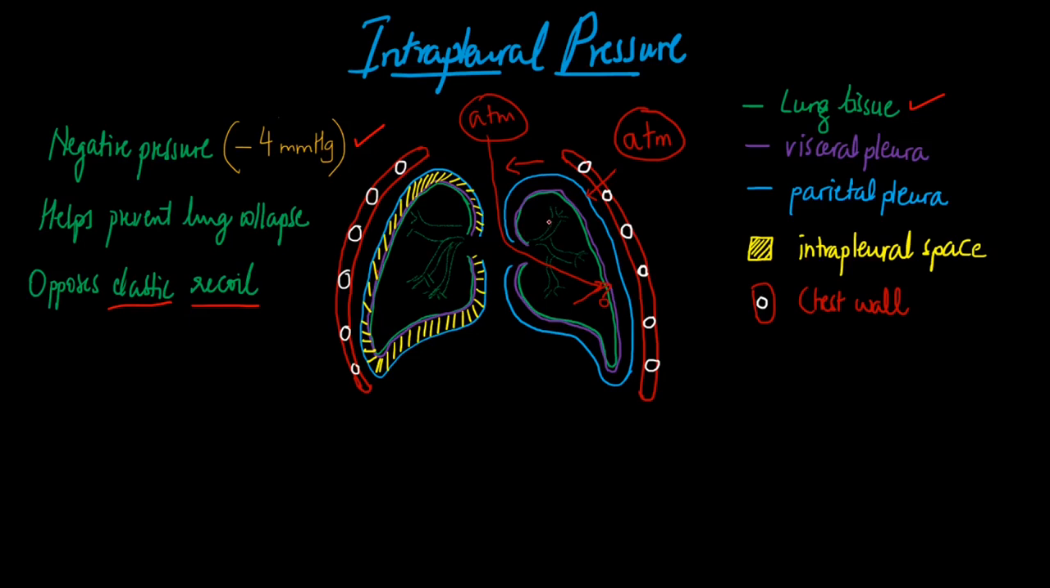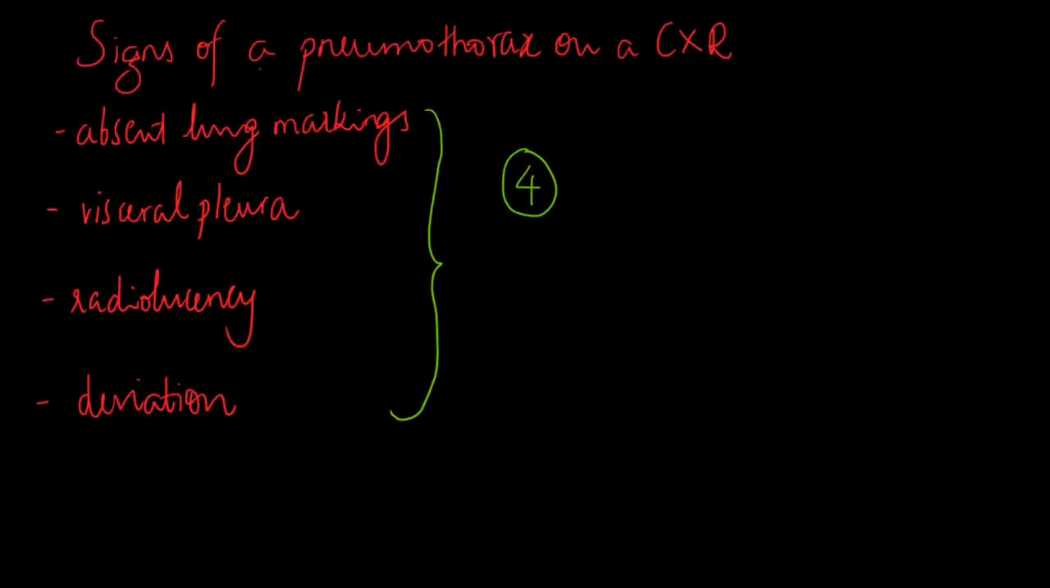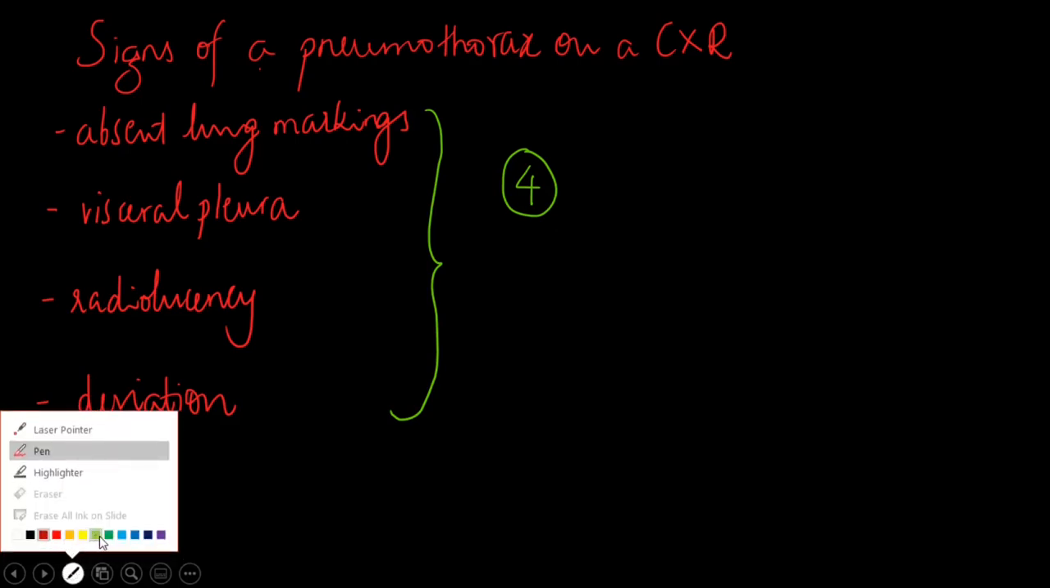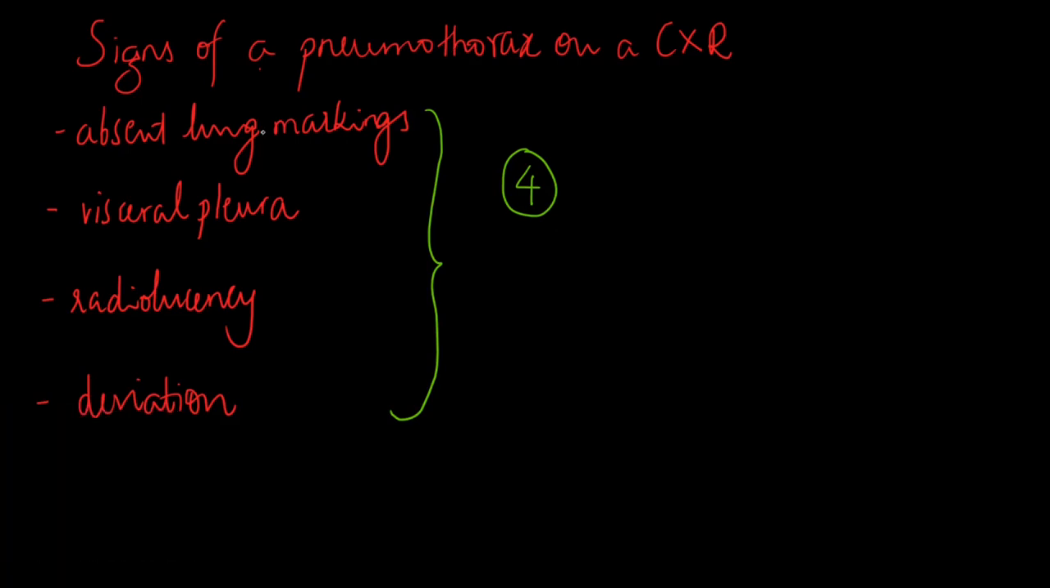Okay, so let's have a look at the next slide and have a look at which signs you need to look for on a chest x-ray to diagnose a pneumothorax. So you're going to have absent lung markings on the side of the pneumothorax where there is air filled. You'll see the outline of the lung, and in particular, you'll see the outline of the visceral pleura where the lung has shrunk down. You'll see an increase in radiolucency.